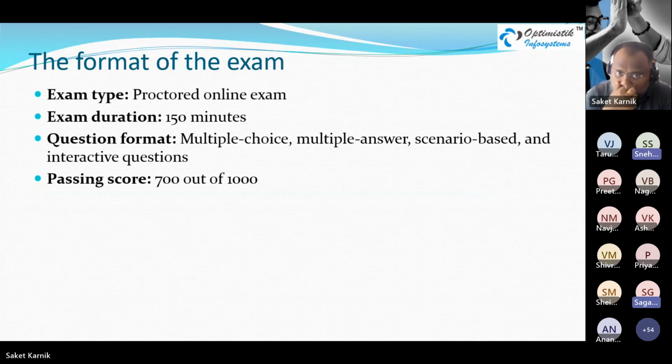How many questions are there to complete in 150 minutes? Number of questions are not fixed. Depending on the complexity of questions, the number of questions may vary, but on an average, you get questions between 30 to 45 questions each time on an average.